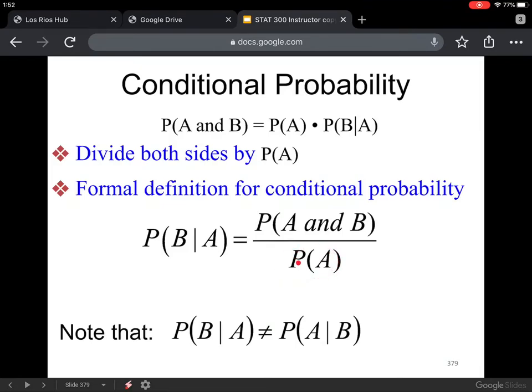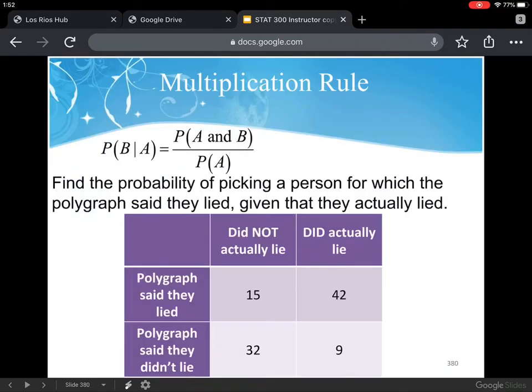And please note that in this notation, probability of B given A is not the same as the probability of A given B, right? Because if you swap the order, you're asking a different question. Probability of B given A has occurred is not the same thing as probability of A given B has occurred. Let's practice this with a contingency table.